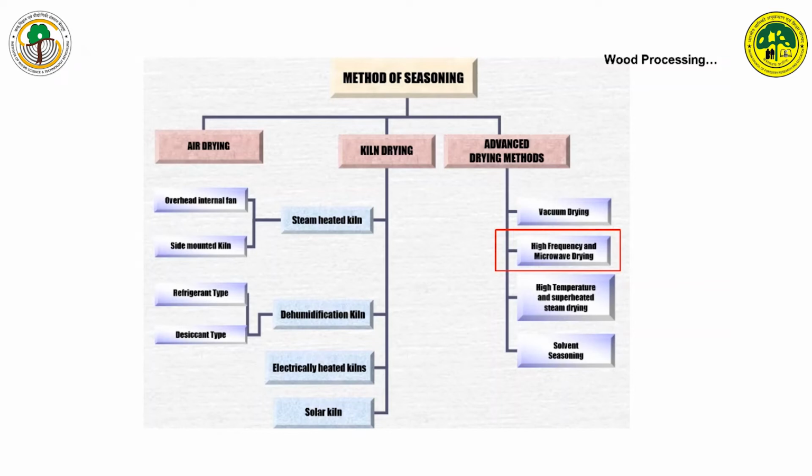And in case of microwave high frequency drying, I mean electromagnetic drying, we don't target to heat the wood. Actually, we target the water molecules present in the wood. In the presence of high frequencies, these water molecules start vibrating and produce a lot of heat energy because of friction, and because of that the temperature increases, and then the water molecules get evaporated.